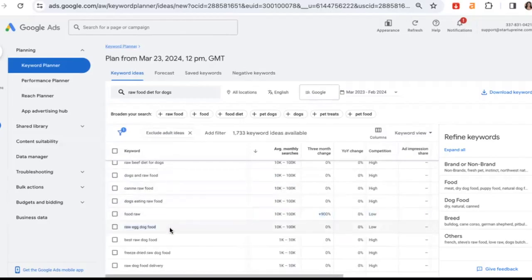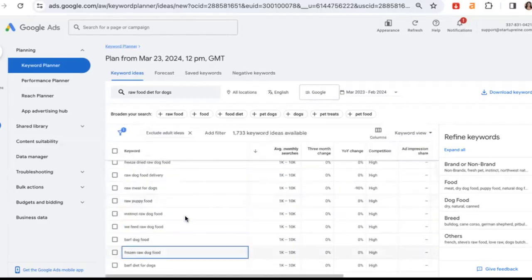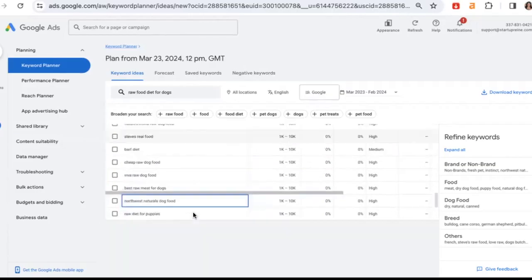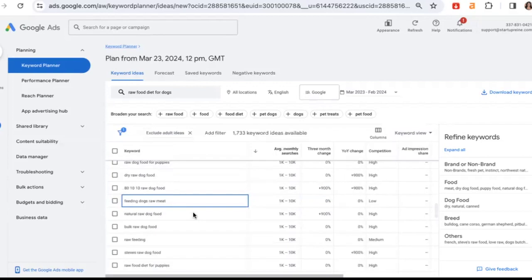Raw egg, dog food. So many recommendations are coming up. So there's definitely a demand for this keyword. So if I were to write a book around raw food diet for dogs, there's a high chance that this product is going to sell like hotcakes because people are already searching for this product.